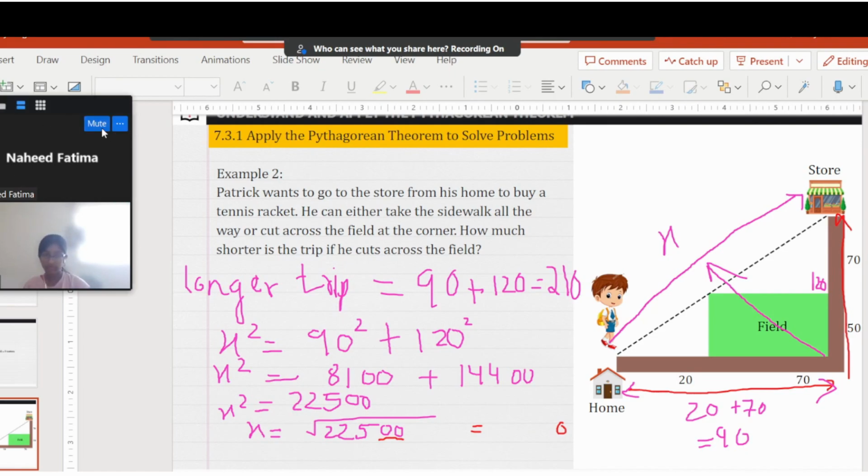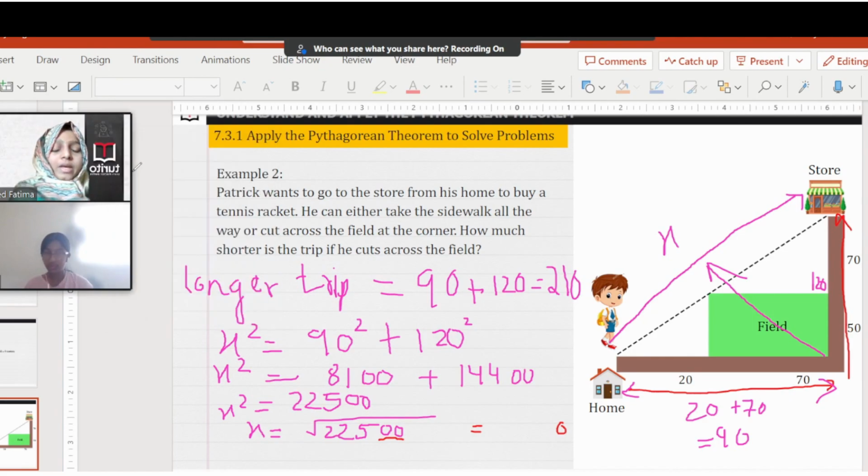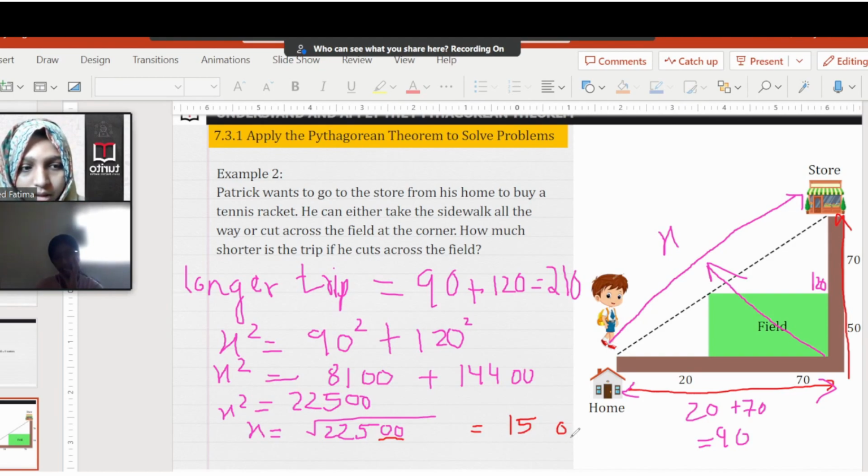That's 15. Yes, we just did that, right? It's 15. So your shorter trip is 150 meters. They didn't give you a unit, so you can take meters.